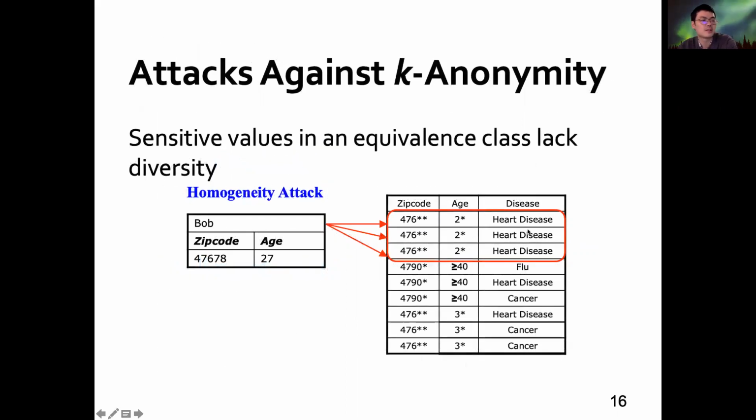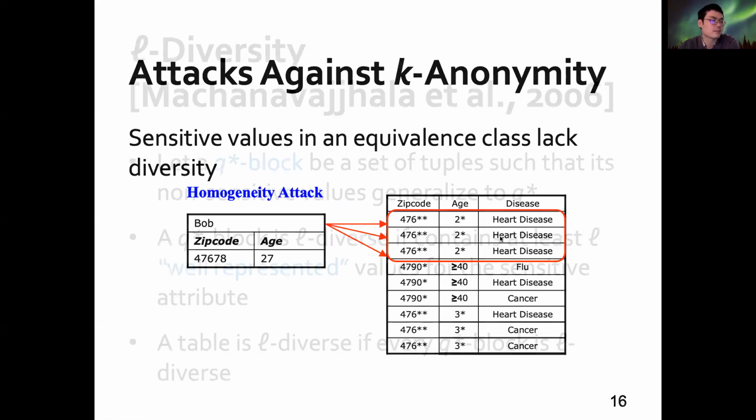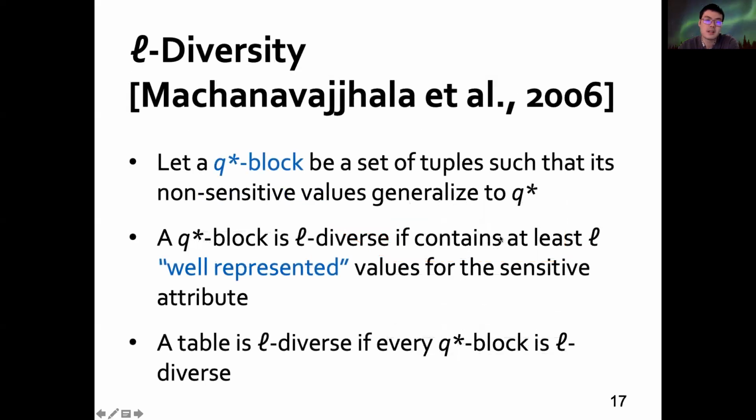If we fix some heart disease to some other like flu, then it's 2 diverse, okay? Here, this is also 2 diverse, right? This is also 2 diverse, right? In that case, because this has 3 different values, we say the whole table is 2 diverse, okay? And that provides a stronger protection over the sensitive attribute.